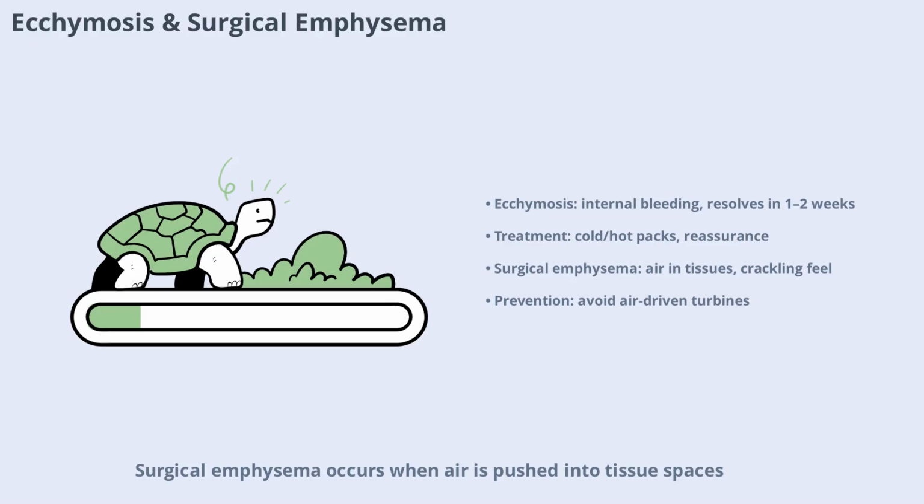Surgical emphysema occurs when air is pushed into tissue spaces, often from air-driven turbine drills. This condition develops rapidly and is characterized by a crackling feel under the skin. To prevent surgical emphysema, avoid using air-driven turbines for bone or tooth sectioning. Recognizing and managing these complications promptly is vital for patient safety and comfort.